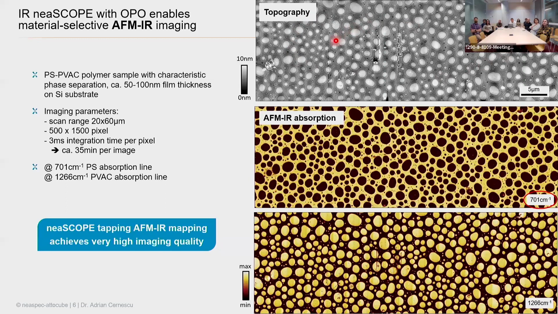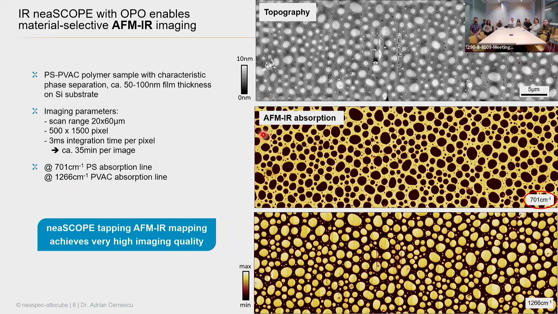In this channel here, you see, of course, the topography. The height is changing by about 10 nanometers, but it's the optical channel which provides the characteristic contrast. And you see that in one case, making an image at 700 wave numbers, you are hitting the PS, polystyrene absorption line. And by tuning the laser to this frequency, 1266, you are inverting the contrast because now you are exciting the absorption line of the PVAC.